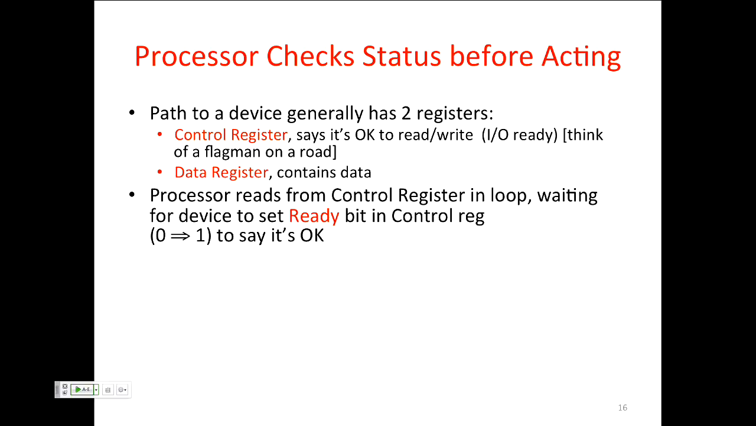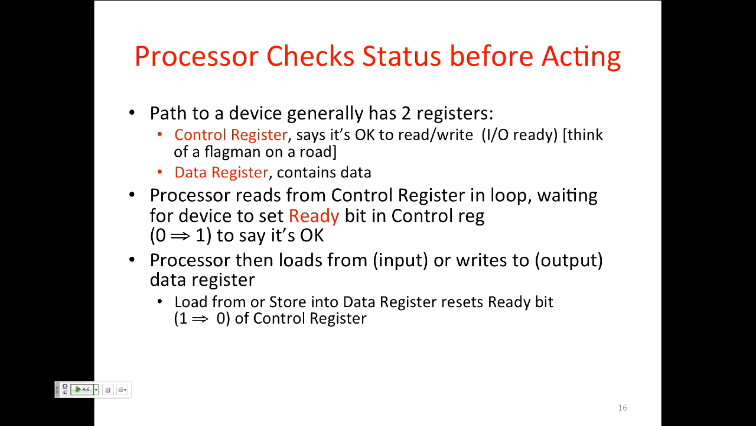Question? Wait, is the control register just 1 bit or like a roll over? It could be just 1 bit. In practice, it will probably have different options. So for example, you could have an option that regulates the speed at which you access the device. But fundamentally, there's one ready bit that tells you I have data or I'm ready to access. And this process of checking that control register to see whether the device is ready, that is called polling.